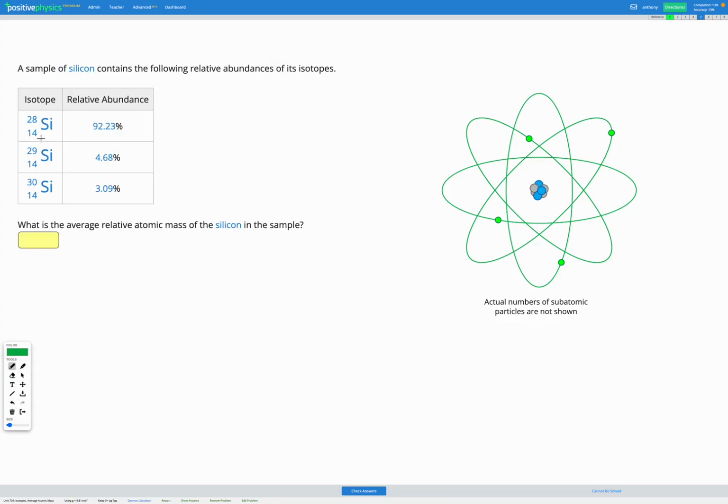If we have a question that has more than two isotopes, 3, 4, 5, and on, we can calculate the average relative atomic mass in exactly the same way. We're just going to add up the combined mass number multiplied by relative abundance for as many as we have, and we're still just going to divide that by 100.